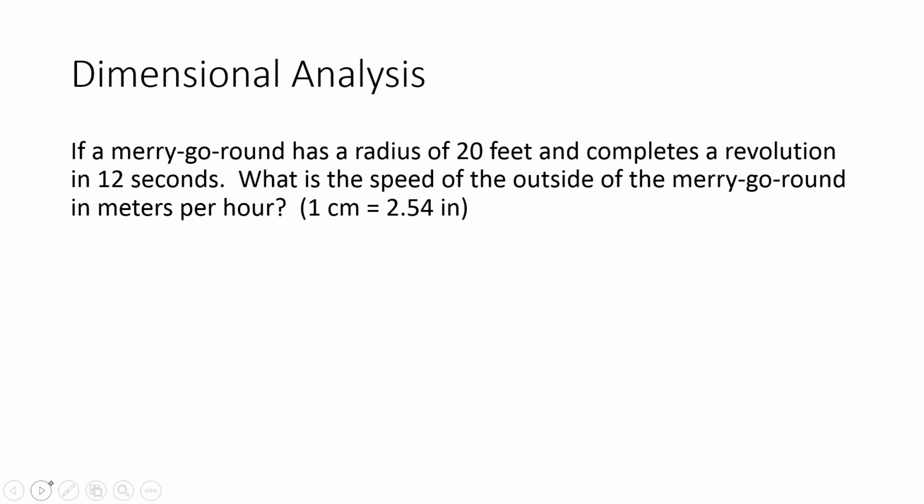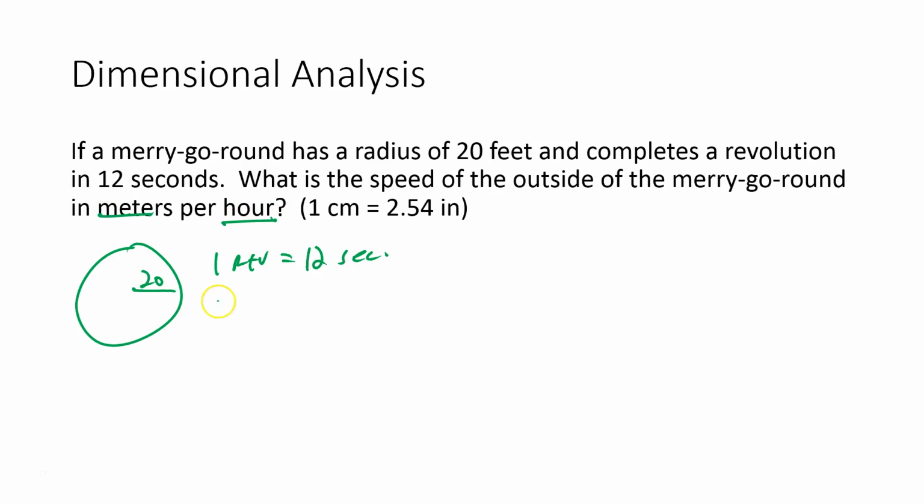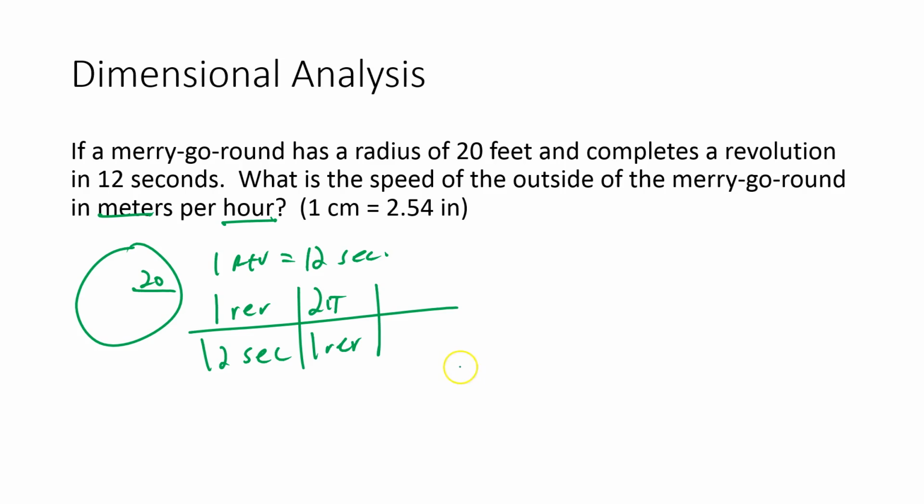A merry-go-round has a radius of 20 feet and completes a revolution in 12 seconds. So 1 revolution is 12 seconds. What is the speed of the outside of the merry-go-round in meters per hour? So I want meters on top. I want hours on the bottom. So I'm going to put seconds on the bottom because that's where I want the time to be. So 1 revolution is 12 seconds. Now we're going to change to radians. So 1 revolution is 2 pi radians. And 1 radian in this case is going to be equal to the length of the radius.